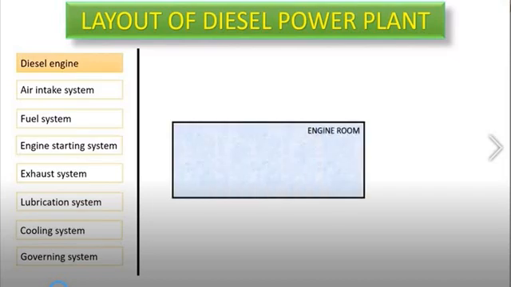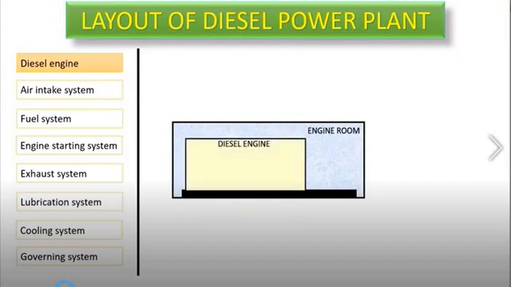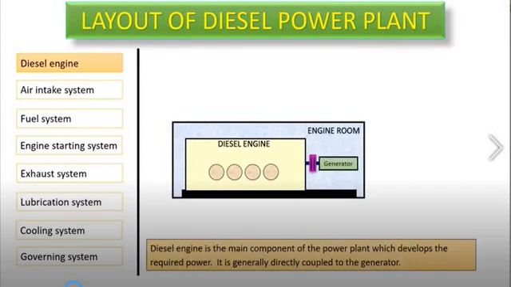The diesel engine is kept inside an engine room. In the engine room, a foundation is laid. On the foundation, the diesel engine is installed. The diesel engine is multi-cylinder type. The output of the diesel engine is coupled to the generator which produces electricity. So the diesel engine is the main component of the power plant which develops the required power. It is generally directly coupled to the generator.